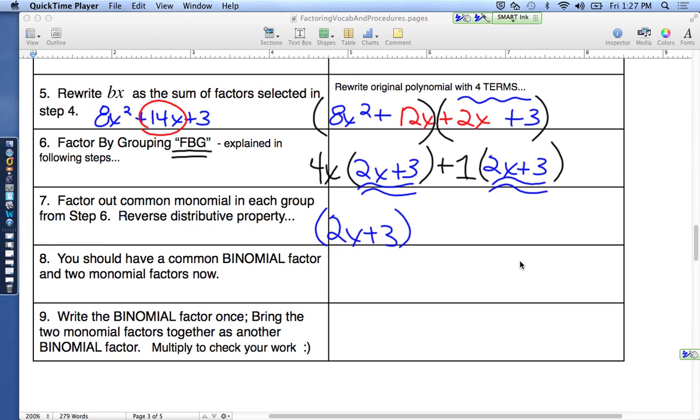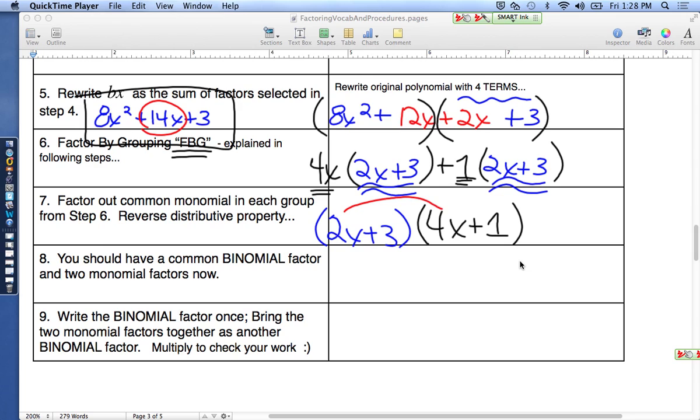So I bring the binomial term out and I write it once. And then this binomial term's factoring partner for this particular quadratic will be to bring together the two factors that you removed, 4x plus 1. So the factored form of the original polynomial, we've now discovered the two binomials that were multiplied to create it. And with each of these, always go back and multiply to make sure that you have gotten the correct answer.